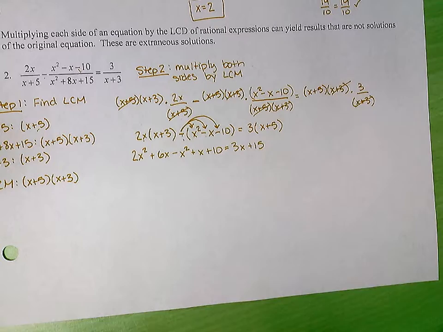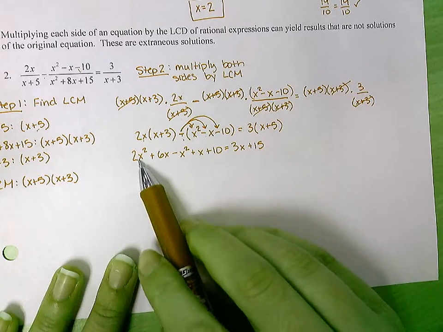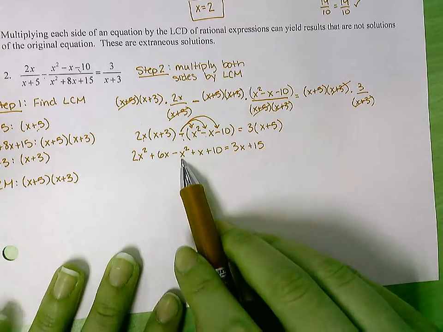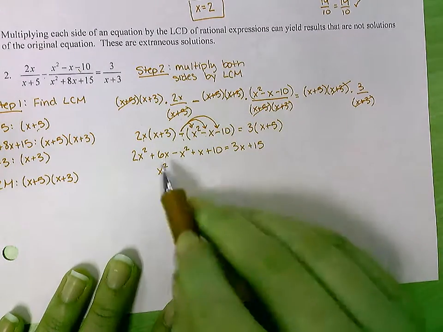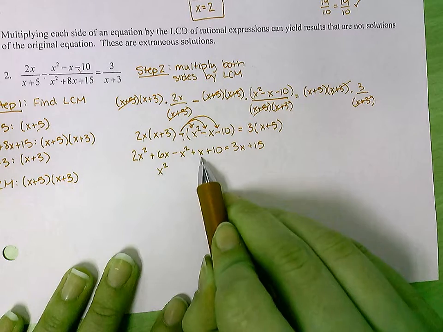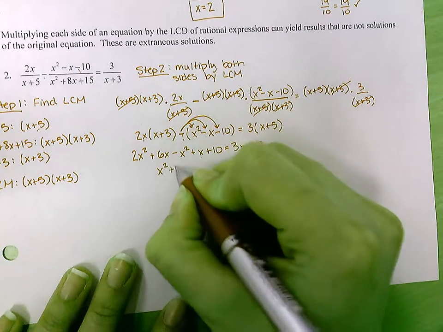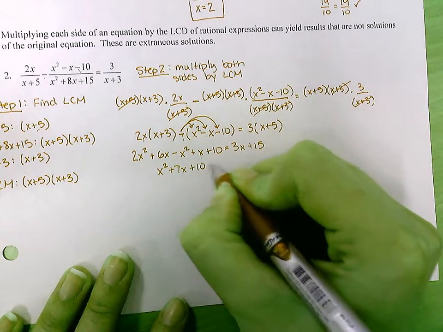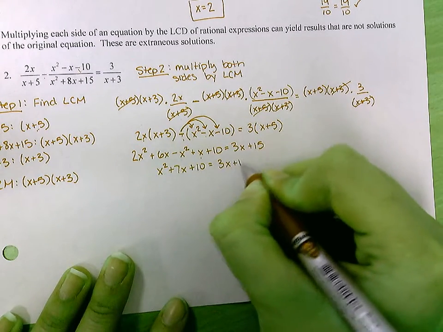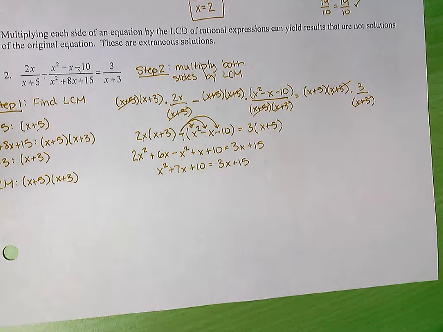Now I can combine like terms. So I have 2x squared minus an x squared, that's just x squared. I have 6x and an x here, so plus 7x. And then I still have plus 10. And that's equal to 3x plus 15. At this point, I still have this x squared term, so I'm going to try and get everything on one side of the equation and set it equal to 0.